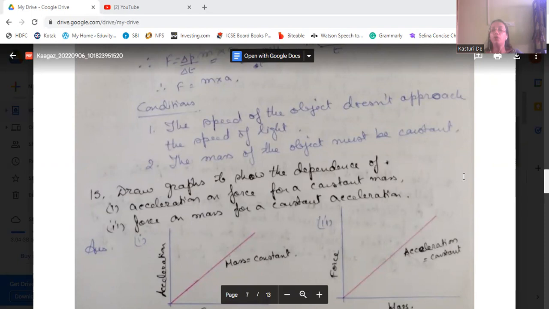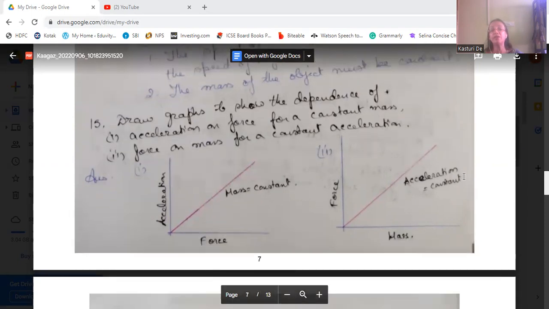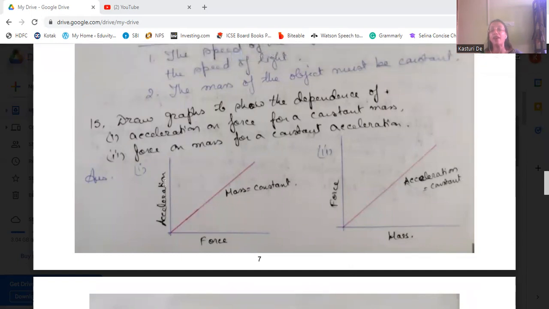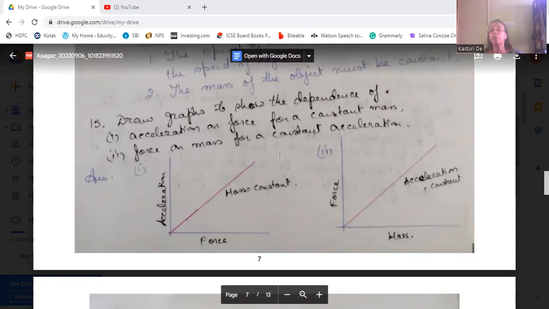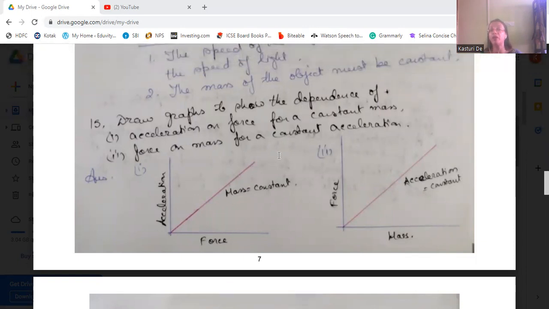Now next we come to draw the graphs to show the dependence of the acceleration on force for a constant mass and force on the mass for a constant acceleration. The first is acceleration. On the y-axis we take acceleration and on the x-axis is force. The mass will be constant, and that will be a straight line passing through the origin.